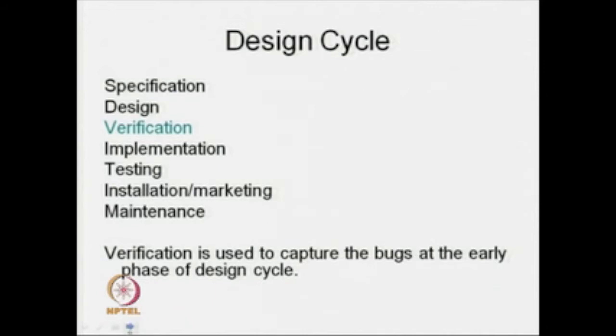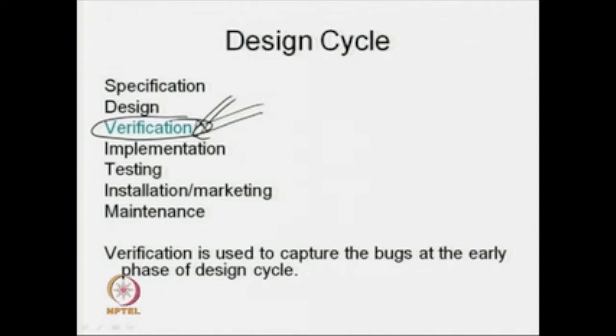So, for that in our design cycle we are incorporating one more phase, which is verification. In this part of our course we are going to look at those verification issues: what we are going to verify, the ways we are going to verify, and up to some extent why verification is needed. There are several ways of doing verification, but here we are going to look at formal verification only. Verification is used to capture the bugs at the early phase of design. You can see that we have placed verification just after design.